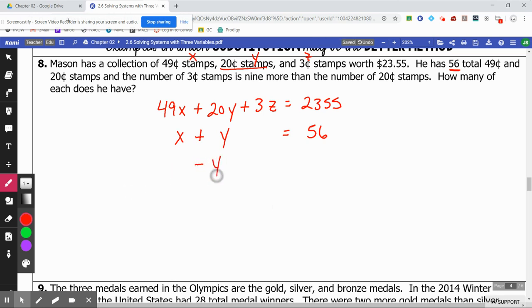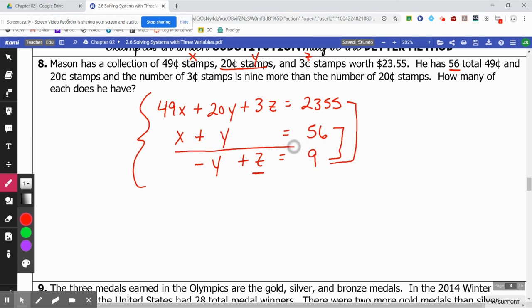So negative y plus z is equal to 9. Now there's your system, and you're going to do it the same way. You're going to pair them together. Probably what I do is pair these two together and pair these two together. You can very easily solve for z, and really, you're not going to have to change anything here.